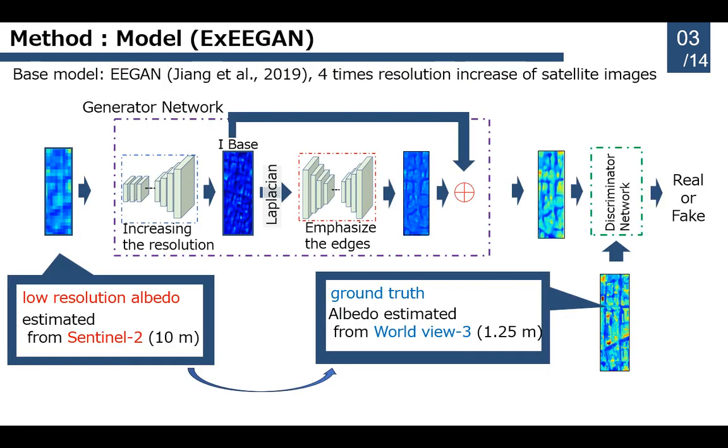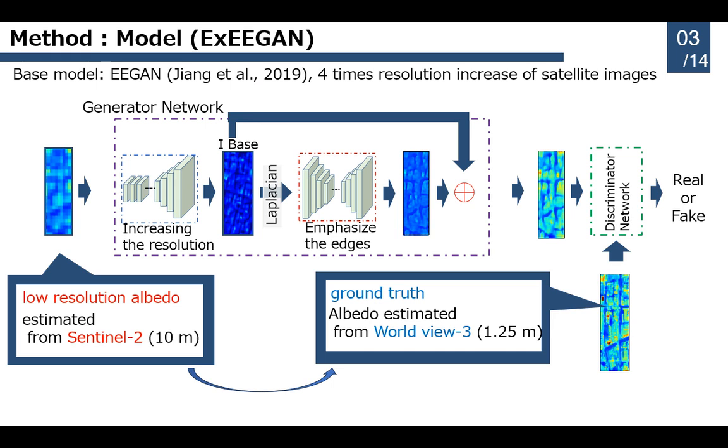So we made a model based on EEGAN, first proposed by Zhang et al. The network of the model goes like this, which has a generator network and a discriminator network. The generator network consists of an increasing resolution block and an edge enhancing block. The output image of the generator network is then judged by the discriminator network with the ground truth images. In training, this process is repeated until the discriminator network is satisfied with the performance of the generator network.